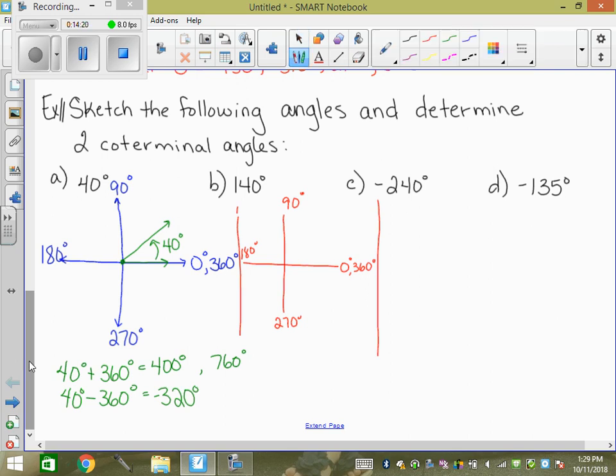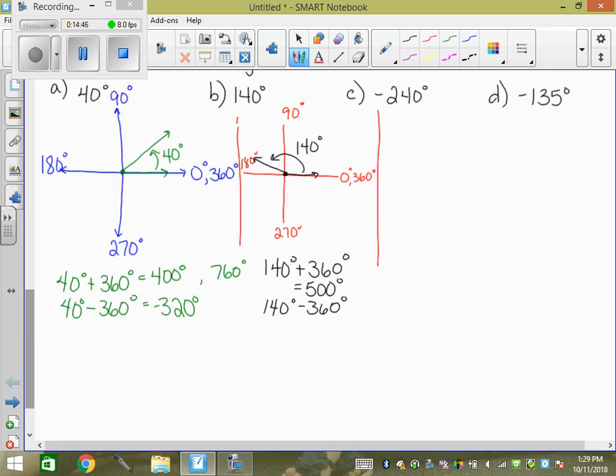So here we would have 140, so it's 40 away from 180, so not exactly half. Coterminal with it, you could add 360. You get 500. You could add another 360, and you get 860. Or you could do 140 minus 360. What do you get? 220, negative. Then we have negative 240.